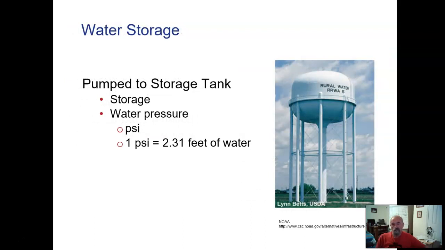Then the water is pumped to a storage tank, where treated water is pumped to store the water there. Tanks are often elevated to provide pressure. A storage tank serves two purposes. It stores the water until it's needed, which reduces the peak demand on the treatment facility, and the elevated water tank creates pressure in the entire water distribution system. For every 1 psi, that is equal to 2.31 feet of water.